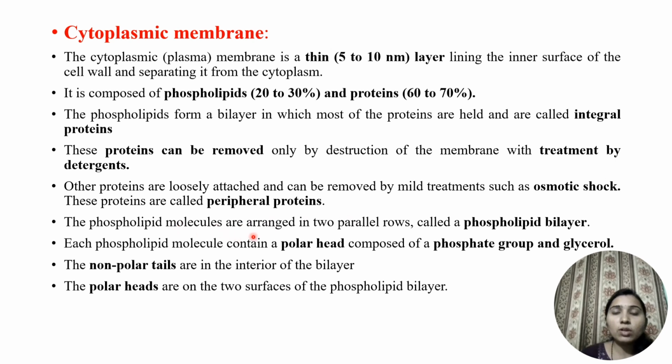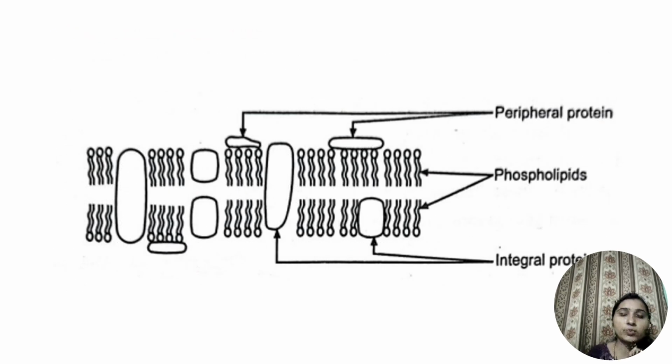The phospholipid molecules are arranged in two parallel rows. They are called the phospholipid bilayer, and it contains two things. First is the polar head and second is the non-polar tail, and this polar head is composed of the phosphate group as well as glycerol. Here you can see the diagram of the phospholipid bilayer. This is the polar head and this is the non-polar tail. This is called the phospholipid, this outermost protein is called the peripheral protein, and this inside protein is called the integral protein. So this is the structure of the phospholipid bilayer, and it contains two proteins, peripheral and integral.